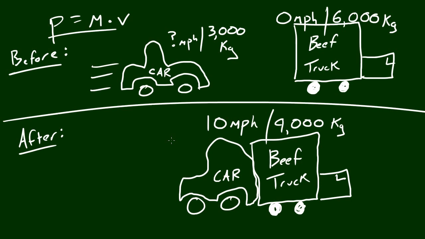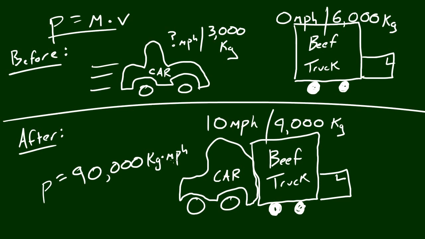The first thing we need to do is calculate the total momentum after the crash. So, of course, momentum equals mass times velocity. If we take the mass of this, which is 9,000, and multiply it by 10 miles per hour, we get total momentum equal to 90,000, and the units you write are just kilograms times miles per hour. So after the collision, this object had a total momentum of 90,000 kilograms times miles per hour.